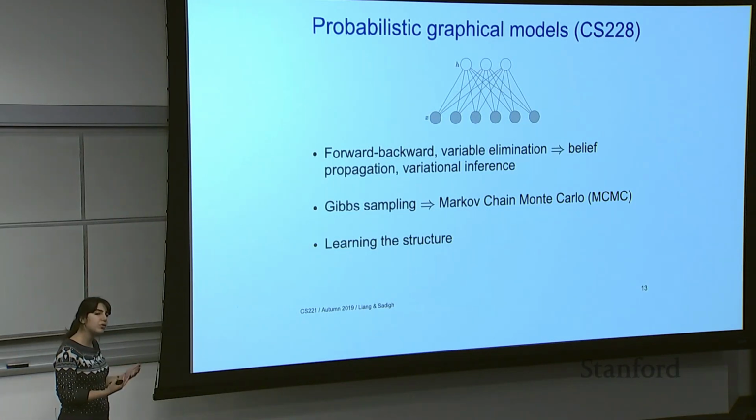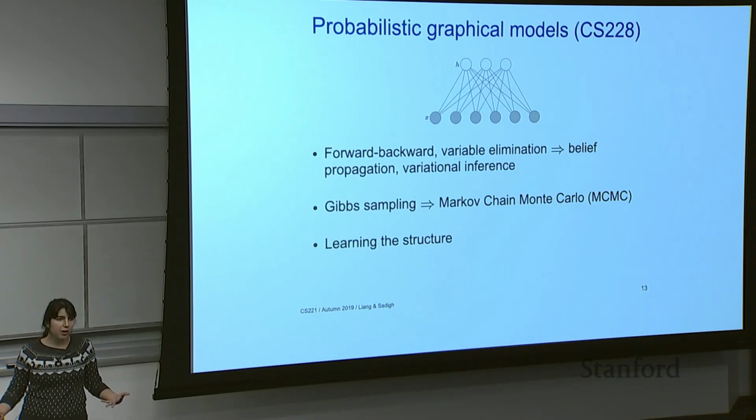All right, so let me just briefly mention, with one slide, some of these courses that I think would be good courses to take after this class. So one of these is CS228. CS228 is a probabilistic graphical models course.